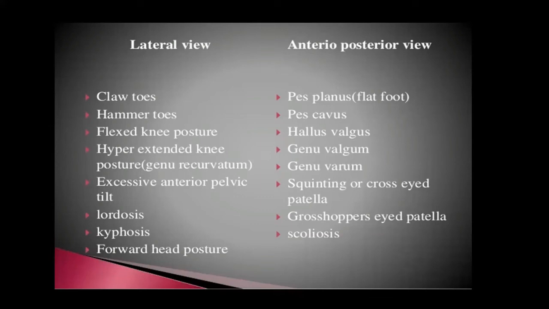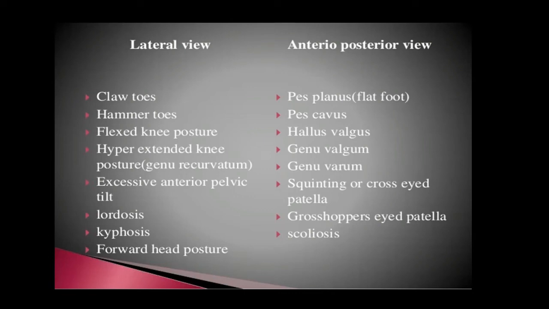Squinting or crossed eye patella means the upper pole of the patella is facing towards the midline of the body, whereas grasshopper's eye patella means the upper part of the patella is facing outwards, like a frog's eye. How does a frog look? Frog eyes are rotating outwards. So that is how the grasshopper eye patella looks.